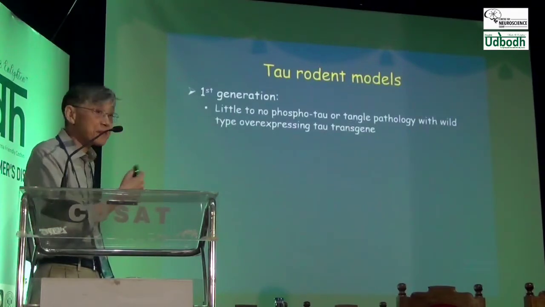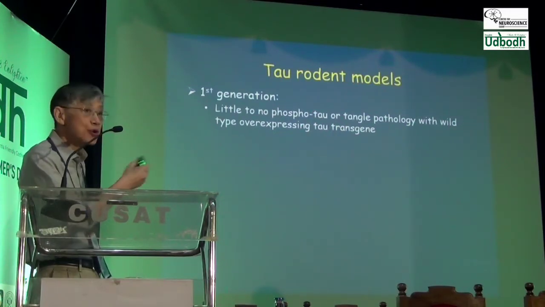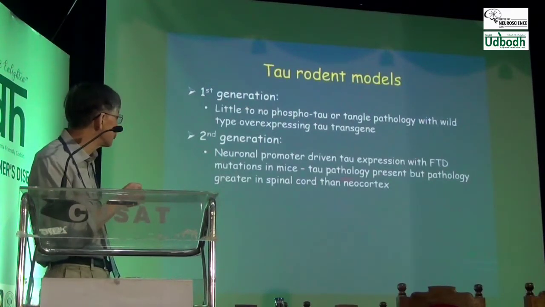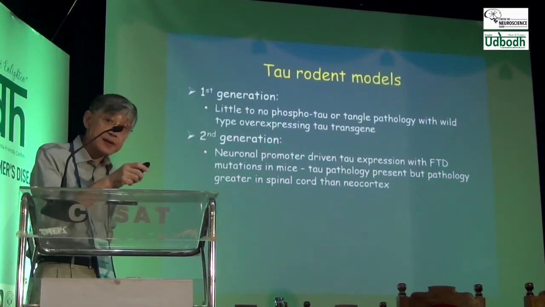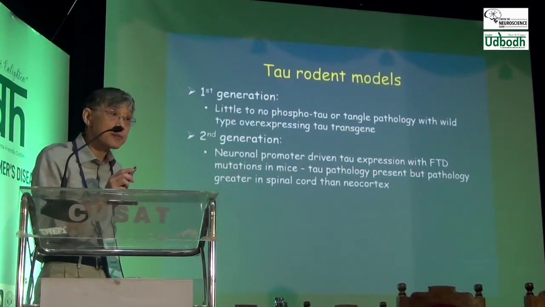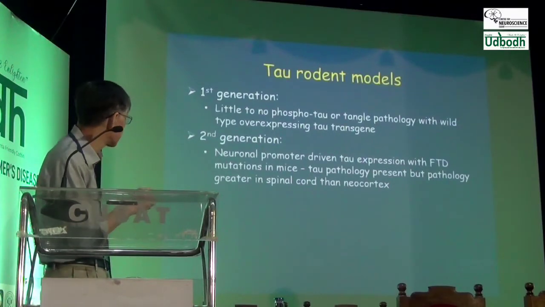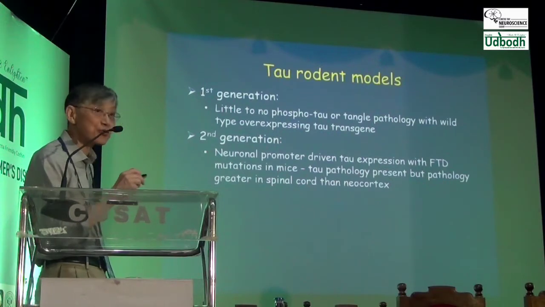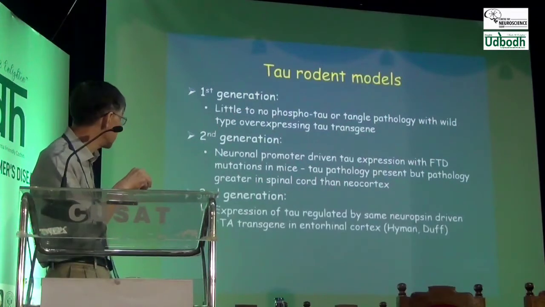So in tau rodent model, we have the same thing. First generation, little or no tau or tangle formation when you overexpress just the tau transgene in mice. Second generation, you use neuronal promoter to drive tau expression with mutations that are actually not from AD, but from frontotemporal dementia. There are no mutations in tau for Alzheimer's disease, but they're confined to so-called FTD, frontotemporal dementia cases. And that you saw initially tau pathology that's present, but it's actually much greater in spinal cord than in cortex, and that doesn't happen in human FTD cases.